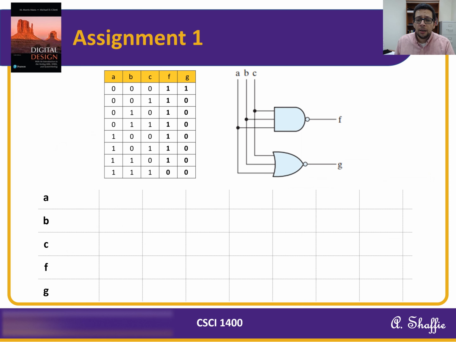Let's now think about the timing diagram.